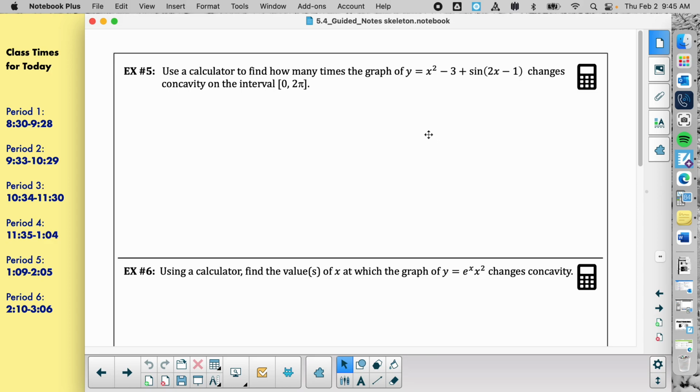And I thought this would be a good opportunity to go over how to use the calculator, because I definitely could tell the last unit, when we needed it, a lot of people forgot how to. And we just don't get to use the calculator enough to ingrain it into you, so I thought this would be a good opportunity to do this again.